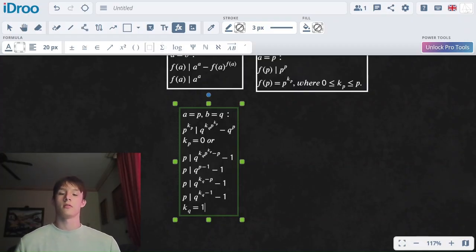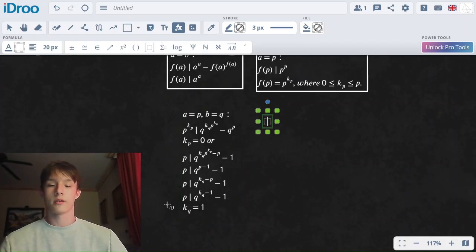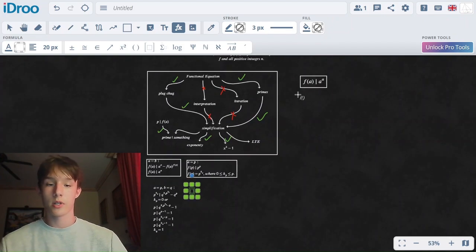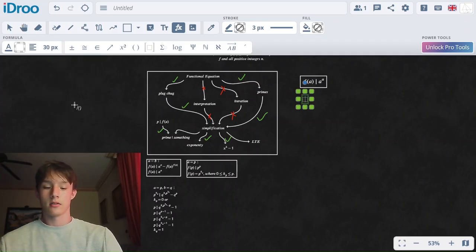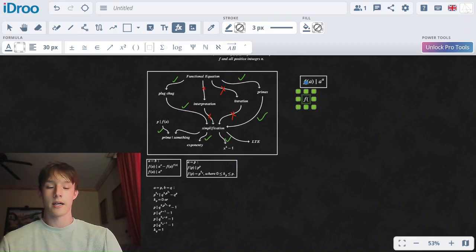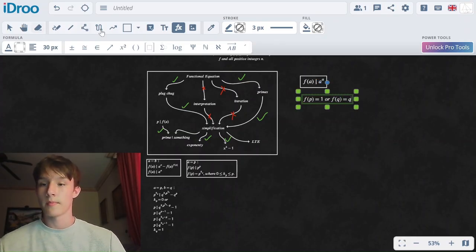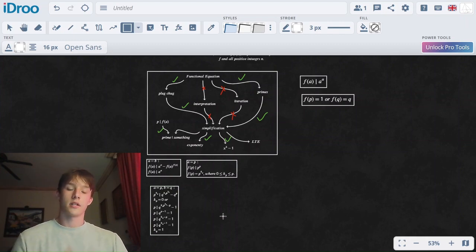So kq minus 1 should be 1, and it should be 0, so kq should be 1. So what we got now is that from all this stuff we got here, we transfer into our good part of the board, and we get that kq equals 1 is f of q equals q, and kp equals 0 is f of p equals 1. So we got that f of p equals 1 or f of q equals q. All right, and that's a good claim. So this will obviously help us in some way. Okay, and yeah, that's what we know.